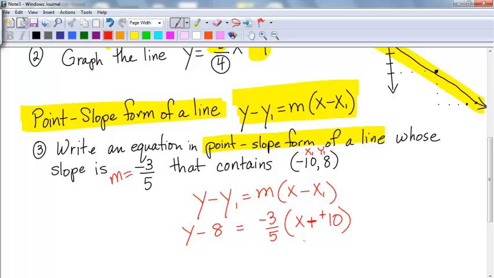Now, that is actually as far as they go. That is point-slope form of a line. Only if they say to graph it. This one didn't. They just want it in that form, so you're done. If they said to graph this, then I would take it to slope-intercept form and graph it. I would not graph it like that. Okay. Let's look at another one.